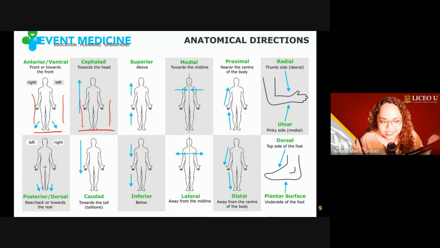So you have these distinguishing directions. First would be your anterior and posterior, or your ventral and dorsal. When you say anterior or ventral, that means the frontal part, or towards the front. And when you say posterior or dorsal, that is towards the back, or the rear. So when you say anterior to me, that means it's right in front of me. Posterior to me, behind me.